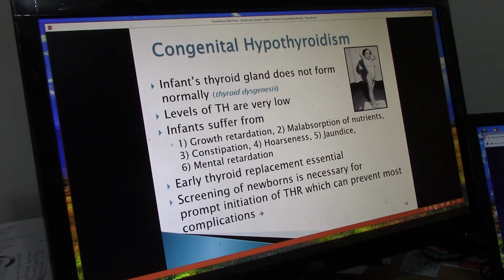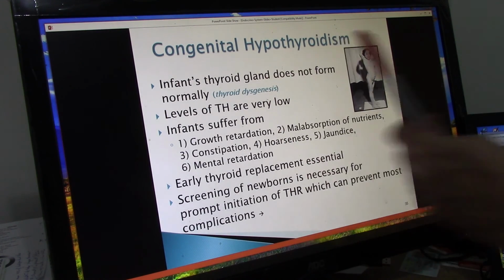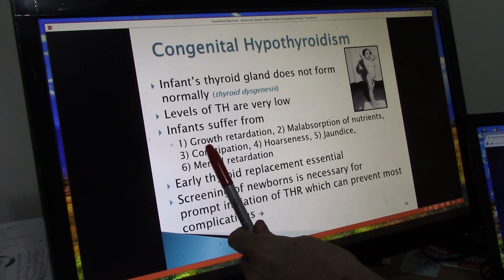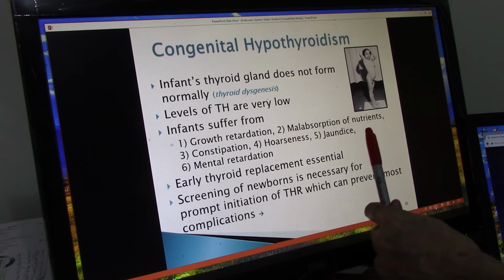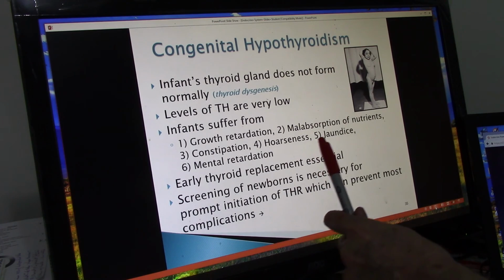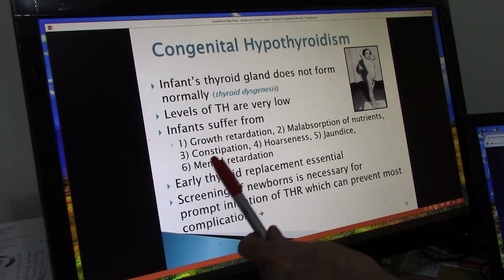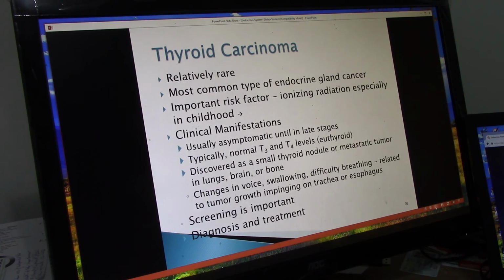Now, what happens if the baby is born with hypothyroidism? They will be at risk of growth retardation. They won't properly absorb nutrients. They'll be constipated all the time, and at risk of both the retardation of their growth and of their mental capacity. So we need to have early thyroid replacement, and that's why you need to screen the newborns if any of these symptoms are suspected.